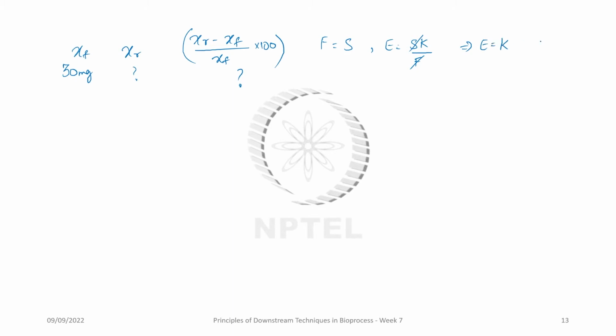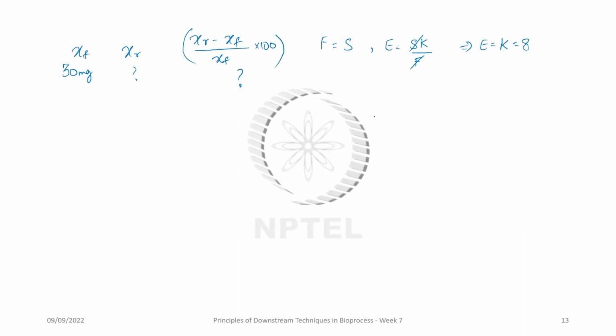Antibiotic 30 mg is your XF, correct? And XR we don't know. And what are they asking? Percentage extracted, so XF minus XR by XF into 100. This is what we have to find. And F is equal to S, and E is equal to SK by F. So since these are the same, E is equal to K. What is K? K is equal to 8.